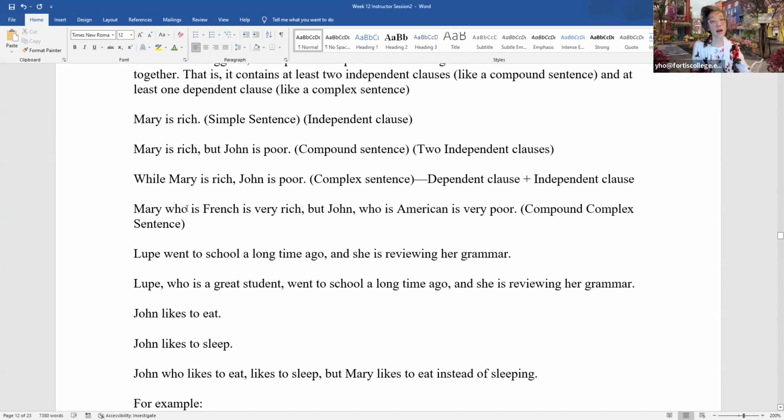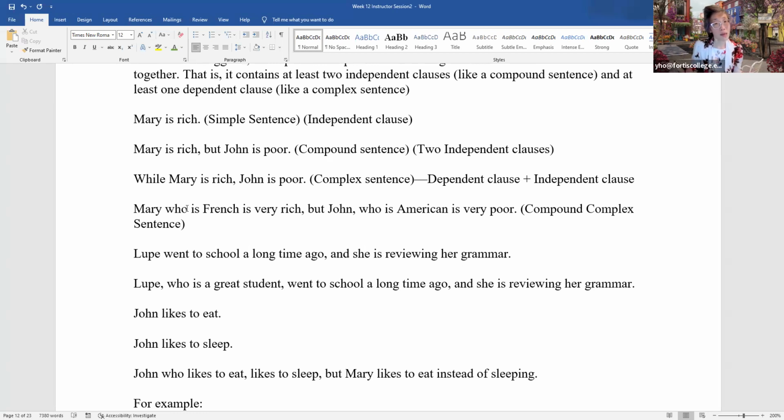The reason why we want to learn this is so that your sentences don't become too long, too awkward. Before I said you need to combine your choppy sentences together. That's good as long as you don't combine it so much that it becomes a run-on sentence. So this is the longest sentence you can have in English. Mary, who is French, is very rich, but John, who is American, is very poor.